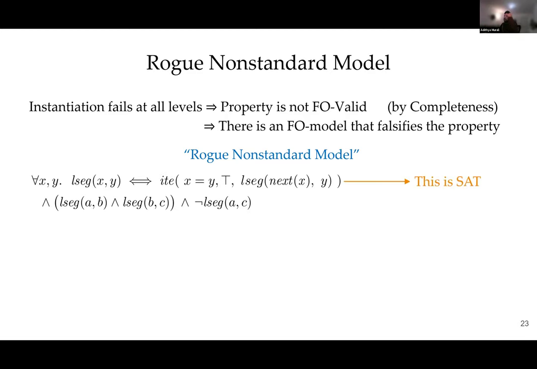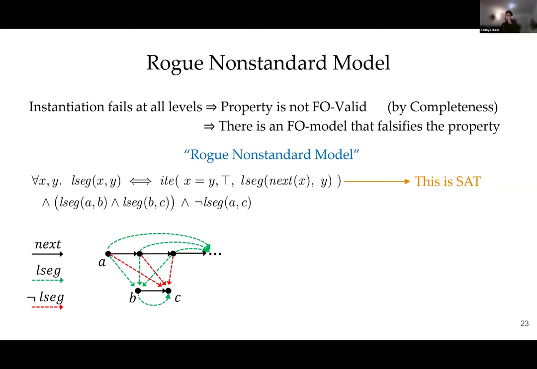So let's see an example of what that rogue non-standard model actually looks like, right? So to recall, this model should say that this property shown on the slide, where the definition is true but the property does not hold, right? So the transfer property being false is actually satisfiable. This is that model, right? So you have this infinite list that goes nowhere. So A does not terminate in a segment anywhere. And then B just goes to C and it's an isolated segment.